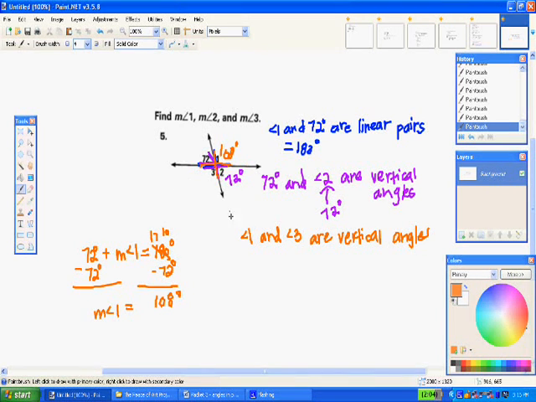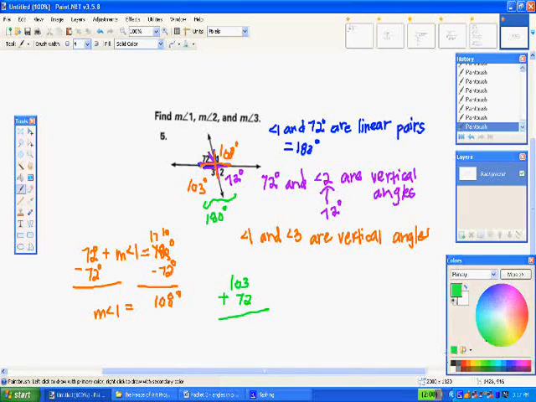And since that's 108 degrees, we know, because angle 1 and angle 3 are vertical angles, that angle 3 has to be 108 degrees. We also know this, and this is really just to help us check to make sure our work is correct. We know that angle 3 and angle 2 are a linear pair, so they're supplementary, so they need to equal 180 degrees. So let's just check to make sure that 108 plus 72 gives us 180.